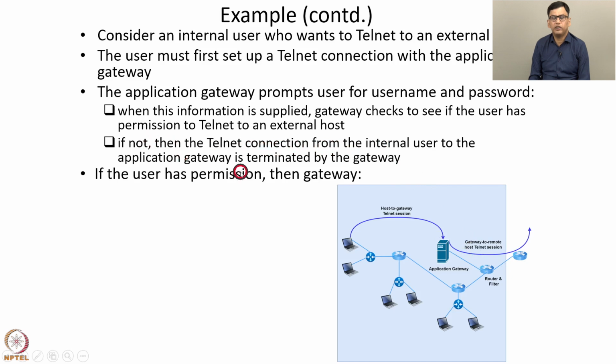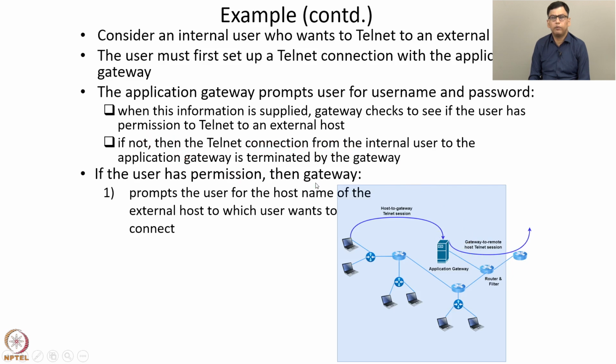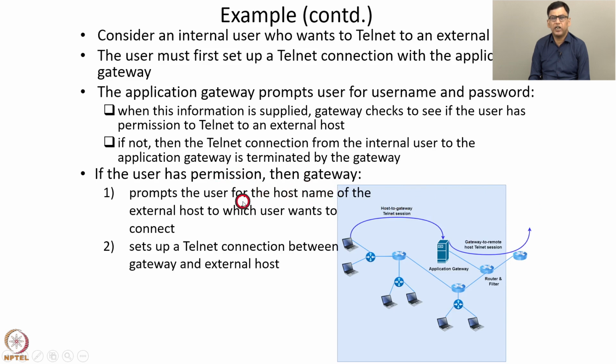If the user has permission, then the gateway prompts the user for the host name of the external host to which the user wants to connect. That external host is somewhere outside the network. And then it sets up a telnet connection between the gateway and the external host.